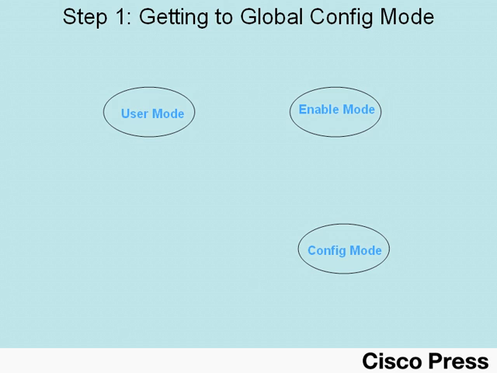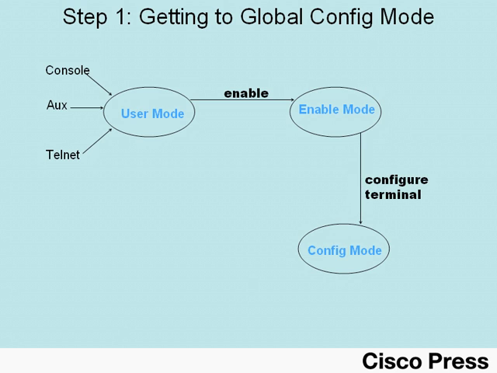First of all, to reach configuration mode, the user must access user mode from either the console, auxiliary port, or using telnet. Then use the enable command to reach enable or privilege mode. Then use the configure command to reach configuration mode. At this point, the user is in configuration mode and can type configuration commands that configure the router or switch. When the user is tired of that, they can use the end or exit command to exit configuration mode, or just press Ctrl-Z.